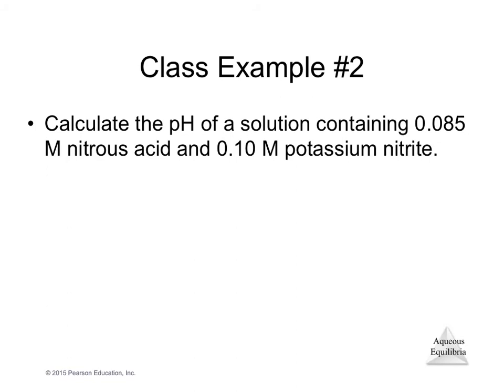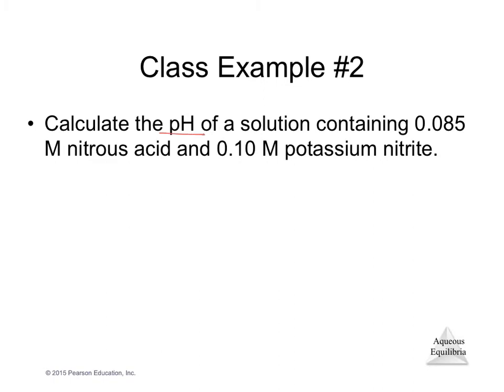Okay, so what I want you to do now is try this example on your own. It says calculate the pH of a solution containing 0.085 molar nitrous acid and 0.10 molar potassium nitrite. So pause the video and try this on your own. Okay, so we're going to just go through the answer for this.